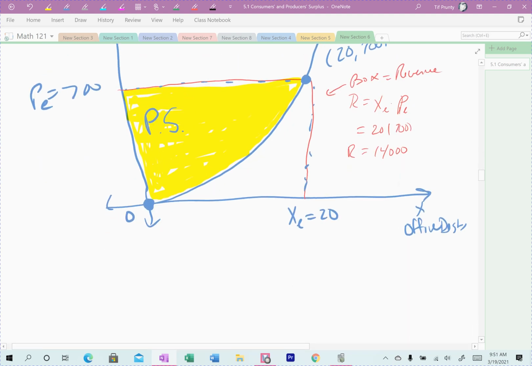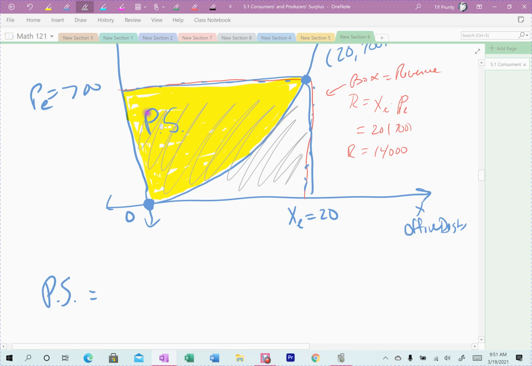This time, the revenue is what the producer gets, so that's the bigger area. The box is the bigger area. That's the amount of money that the producers get from sales. The producer surplus, that yellow area, is found first from the revenue. The big area is the revenue, the box area. So you find your revenue generated first: you take your equilibrium quantity times your equilibrium price. That's the revenue, the box, the big area.